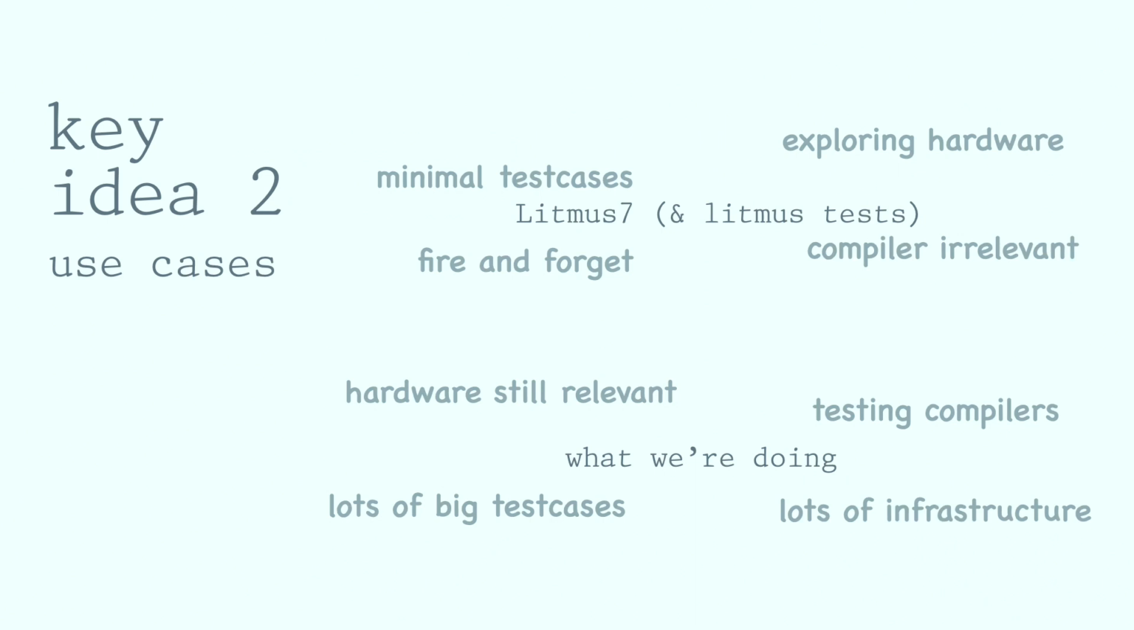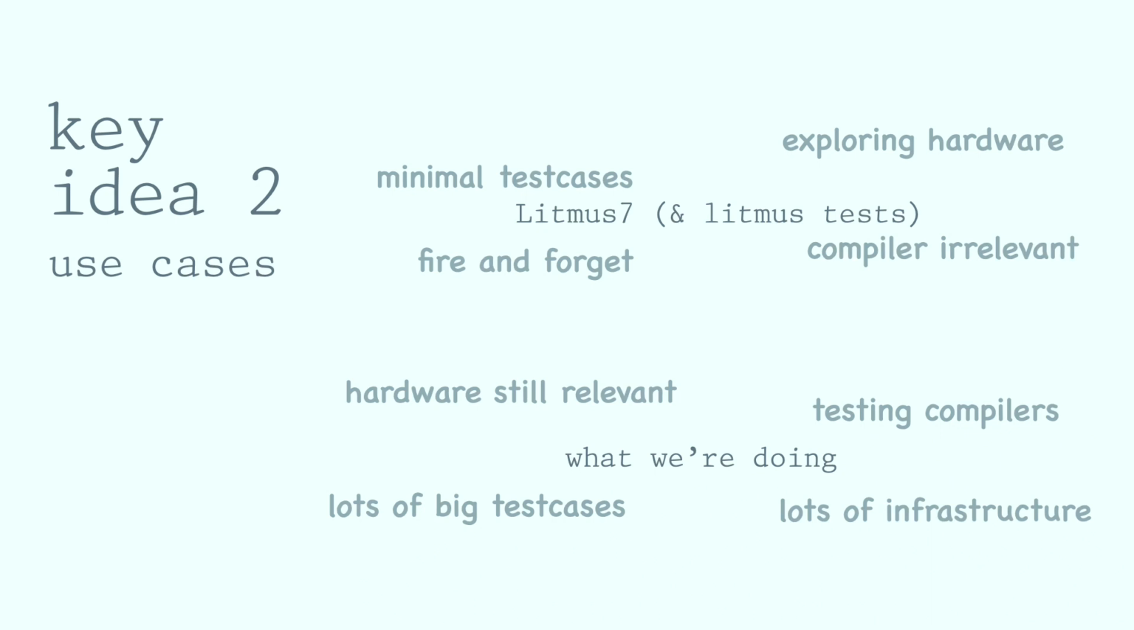And what we're doing is quite different. We're testing compilers mainly, and we're making lots of big test cases through fuzzing, and they want to be trying to exercise as much of the compiler as possible rather than the hardware. Though the hardware, of course, is still relevant. We want weak behaviors lining up with what the hardware is capable of. And also we assume that there's a lot of infrastructure outside this testing system that can do the heavy lifting for things like producing the right format of tests to pass into our tool.